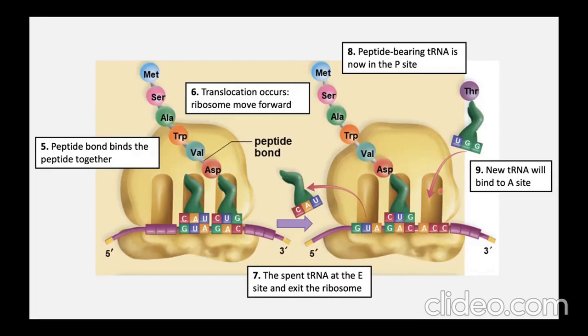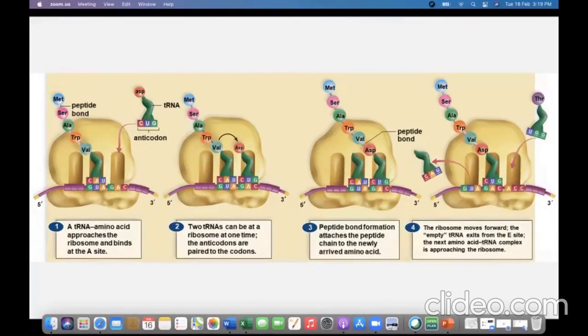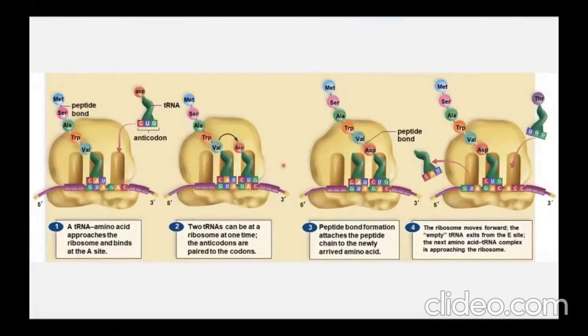Okay, so the spent tRNA at the E site exits the ribosome. So now the peptide bearing tRNA is now at the P site. Yang tadi dekat A yang ni, dia dah jadi dekat P. Leaving a space for the new tRNA to bind to the A site. And the process is repeated. That's why it's called elongation. Okay. So next, this is elongation.